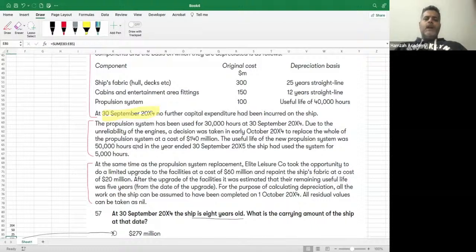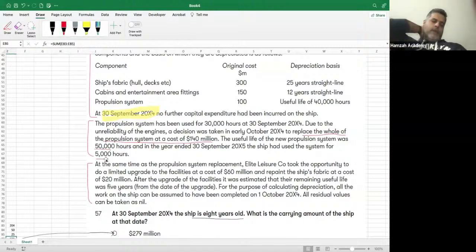So, due to the unreliability of the engines, a decision was taken in early October 20X4 to replace the whole of the propulsion system at a cost of 140 million. Now, look over here. What happened? The company decided to replace the whole of the propulsion system at a cost of 140 million. The useful life of the new propulsion system was 50,000 hours. And in the year ended 30th September 2025, the ship had used the engines for 5,000 hours.